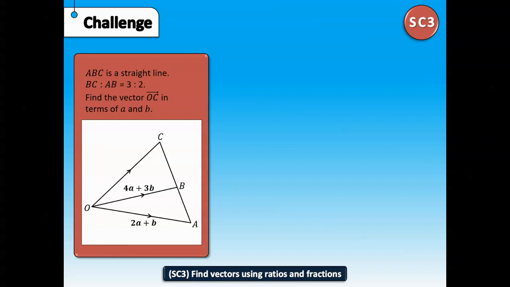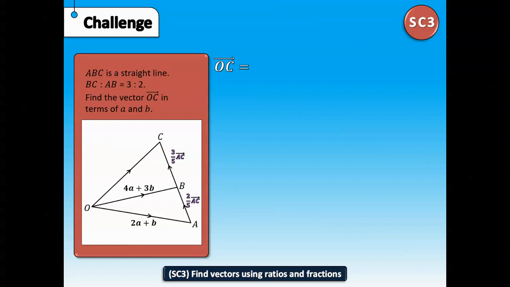So in this question, ABC is a straight line. BC to AB is in the ratio 3 to 2. We want to find the vector OC in terms of a and b. So CB is 3/5 of AC, and AB is 2/5 of AC.